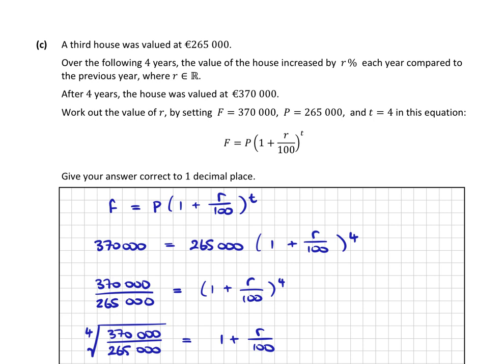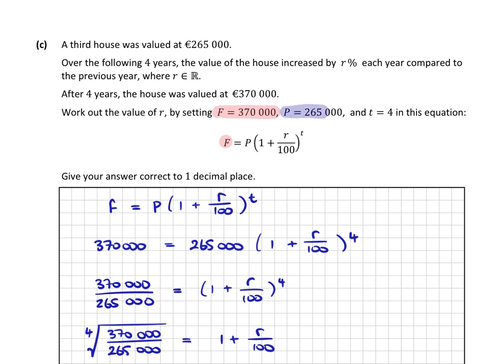Part C. A third house is valued at 265,000. Over the following 4 years, the value of the house increased by R% each year compared to the previous year, where R is an element of the real numbers. So this R here just means real numbers. Real numbers include positive and negative whole numbers, fractions, decimals, everything. After 4 years, the house is valued at 370,000. Work out the value of R by setting F equal to 370,000. So we can see there that F is equal to 370,000.